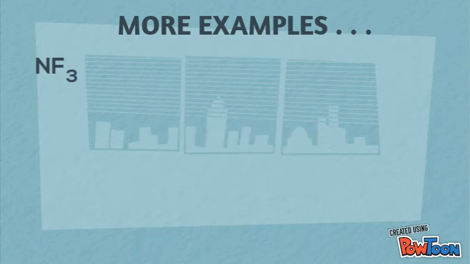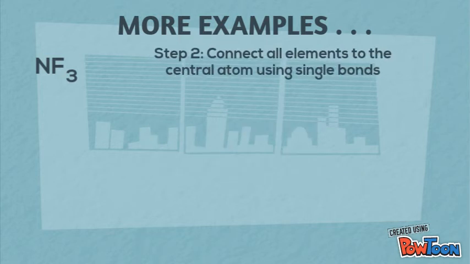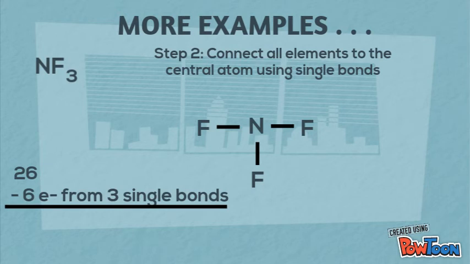Step number 2 is to connect all the atoms to the central atom using single bonds. So we have nitrogen surrounded by 3 fluorines. We're going to connect those with single bonds. So we had 26 electrons. We just used 6 with single bonds, and now we have a total of 20 more electrons to add.